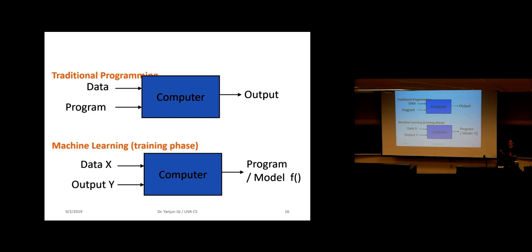Very different in the machine learning case, the training phase: you're feeding the data and output Y, and through the computer, you're generating a function f. So you're using the label data to generate a program. So this part is fundamentally different from traditional programming. But in the end, it's still a program. It's still a computer program.